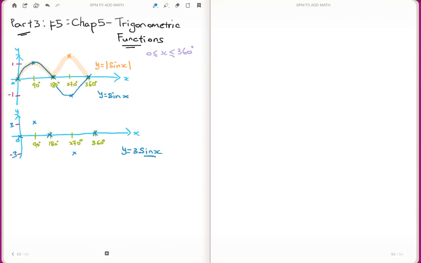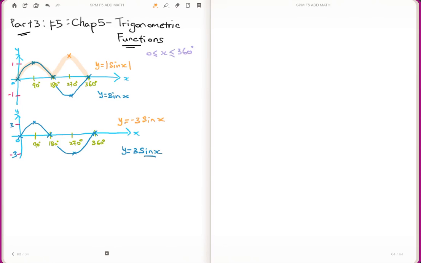Then the amplitude is higher. The rest should follow. Okay? Right? Now, what happens if there is another variant? Maybe now y is -3 sine x. So how am I going to sketch it?